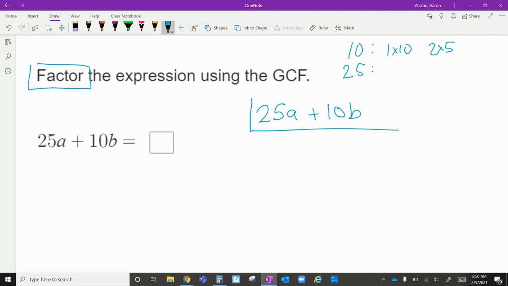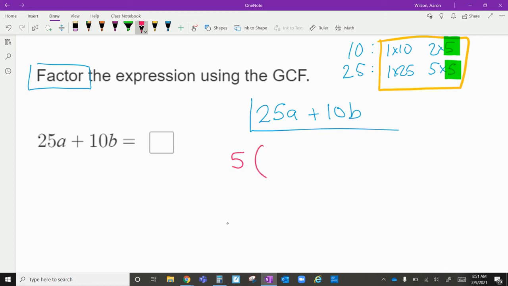Then we look at the number 25, think of those factor pairs. Well, we know 1 times 25 is a factor pair, and then I also know 5 times 5 is a factor pair. So when you look at the numbers in these lists, we are looking for the greatest common factor, or the largest of our factors. Well, the largest of our factors in both lists happens to be 5, which is why we are going to factor out a 5.